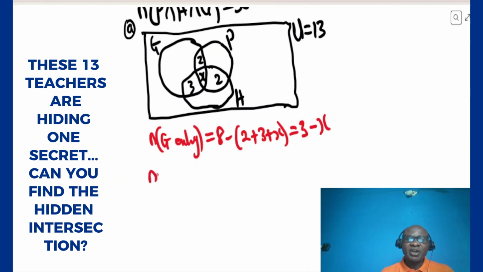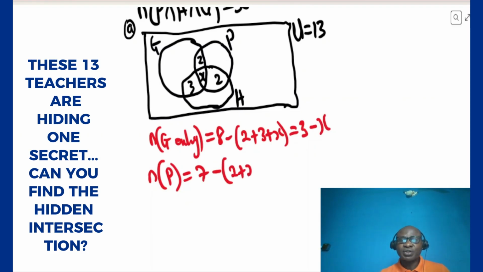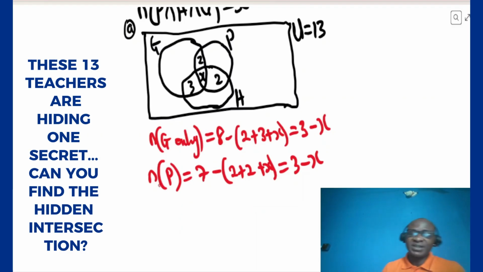Now, what about the number of those who teach geography only? We were told that they were 7. So that is going to be 7, subtract 2 plus 2 plus X. And when this happens, that is 7 minus 4 will give me 3. Then minus X. This is the number of those who teach, not physics, but geography only.